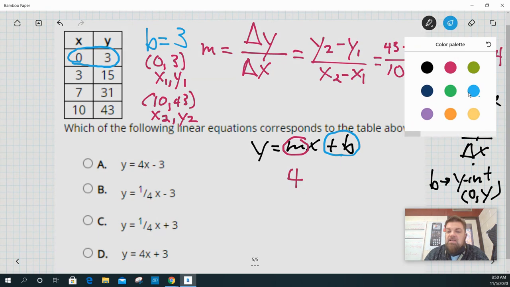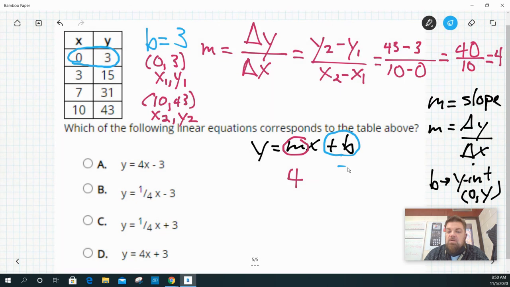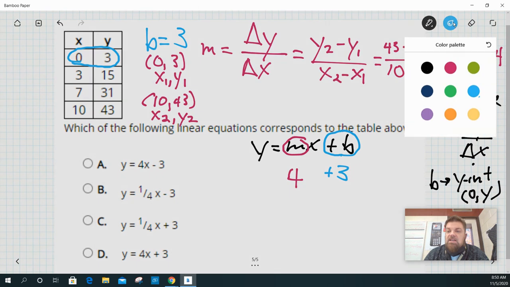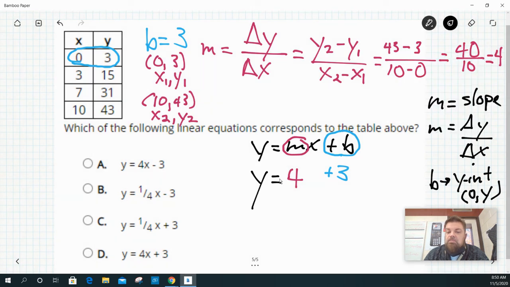And just based on the fact that when x equals 0, y equals a positive 3. So that's all I really need, the slope and the y-intercept, to write the equation of the line. So it's basically d, right? 4x plus 3.